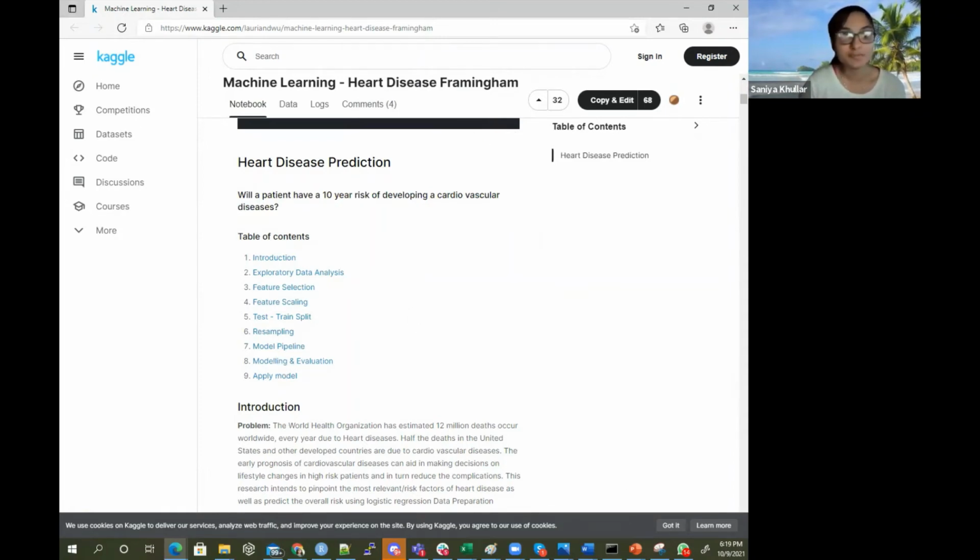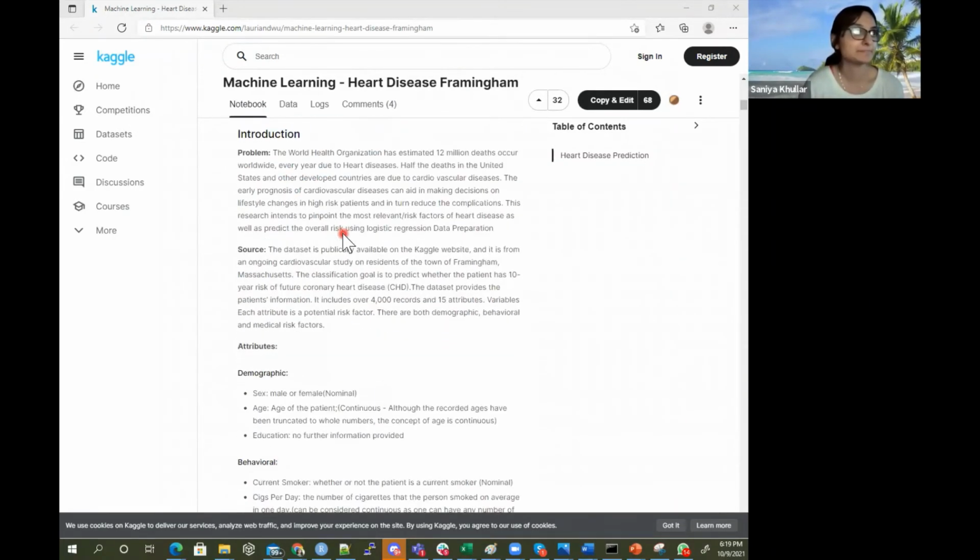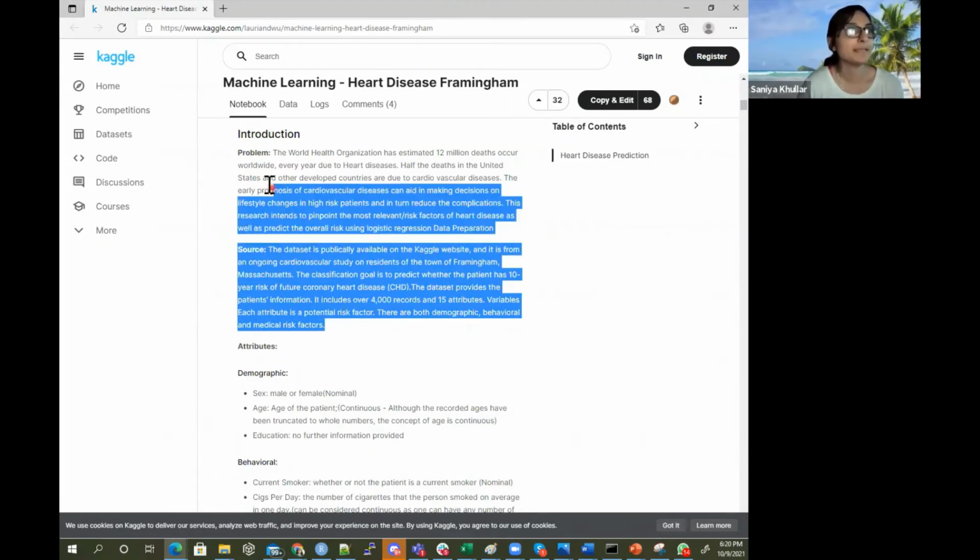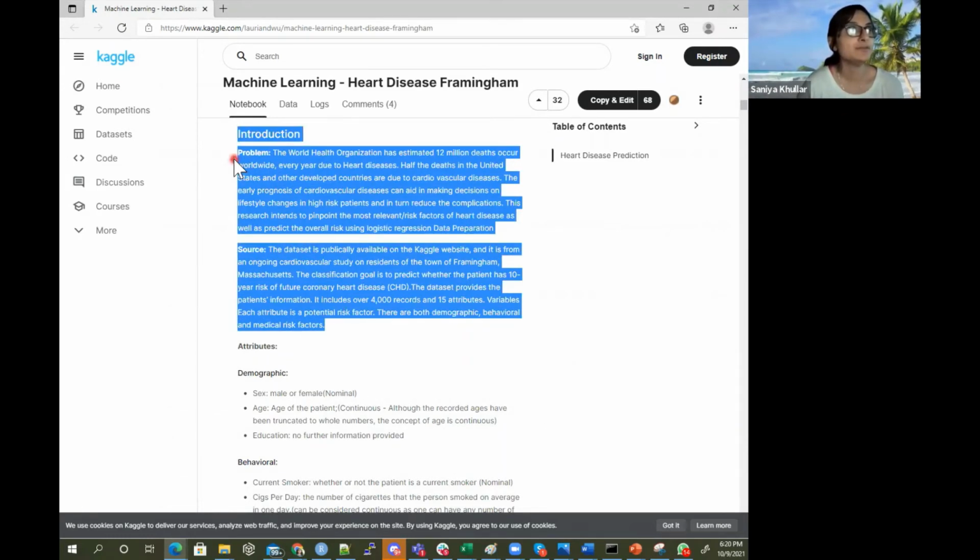So they do some exploratory data analysis. What that means is trying to have an understanding of the data, like how many people are educated, how many have coronary heart disease, and what are some trends that you can learn from this data. So, this is the problem here. Are you able to read the problem?